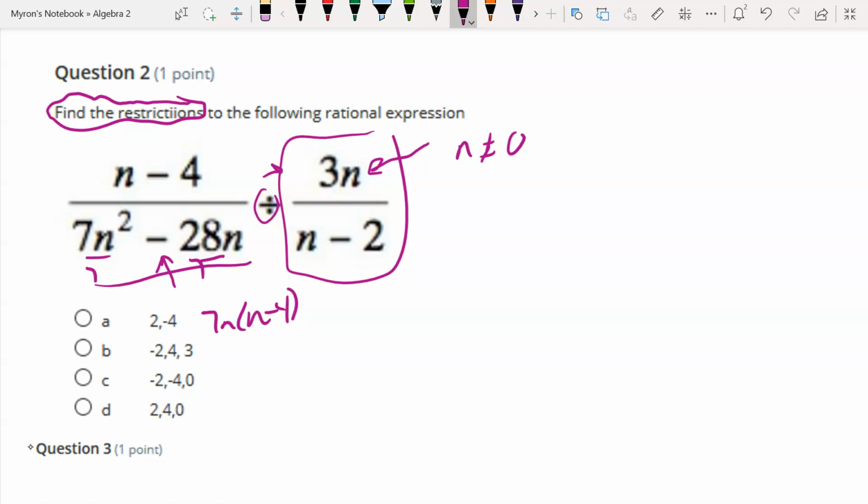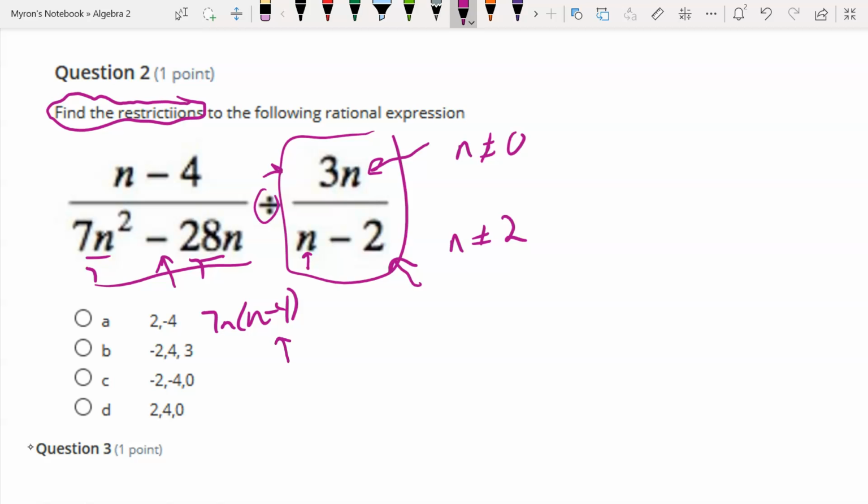If you ever see n by itself like that, one of them is 0, the restrictions. If you see just like 3n or 3x, it can't be 0. What would cause that to be 0? N minus 2. N can't be what? What would cause n minus 2 to be 0? Y'all should know this. N minus 2. What number would you plug in for n to make that 0? 2. So n can't be 2.